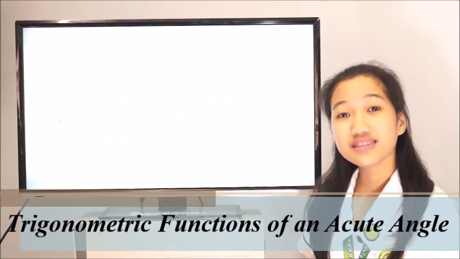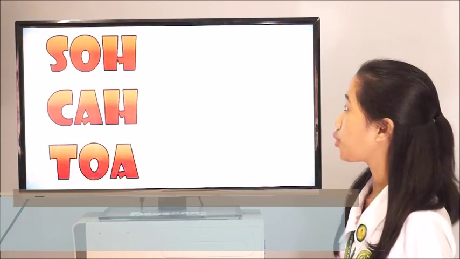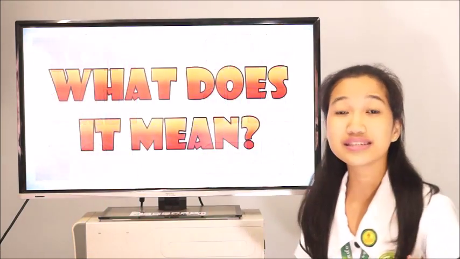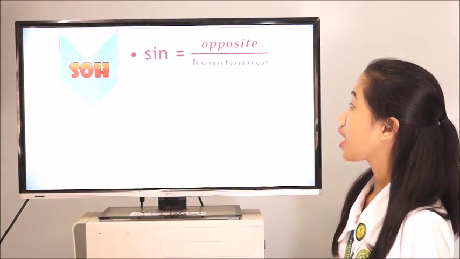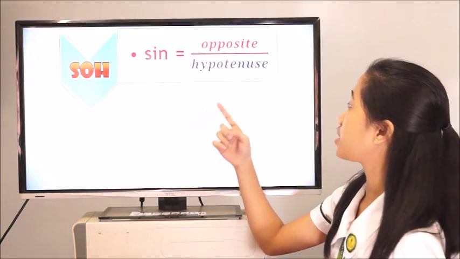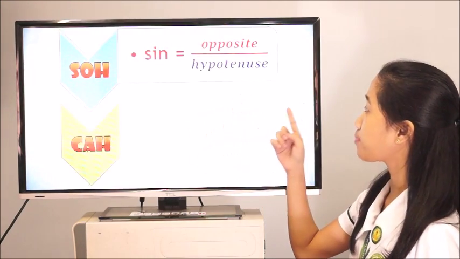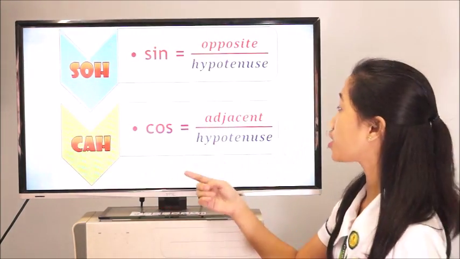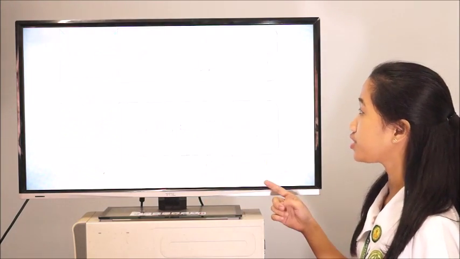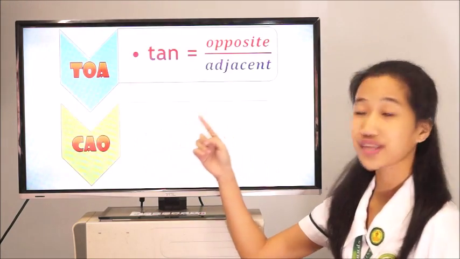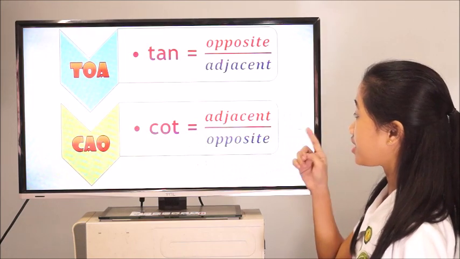Solving this is easy if we're familiar with SOH-CAH-TOA. Then what does it mean? SOH means sine equals opposite over hypotenuse. We have CAH: cosine equals adjacent over hypotenuse. For TOA, we have tangent equals opposite over adjacent.